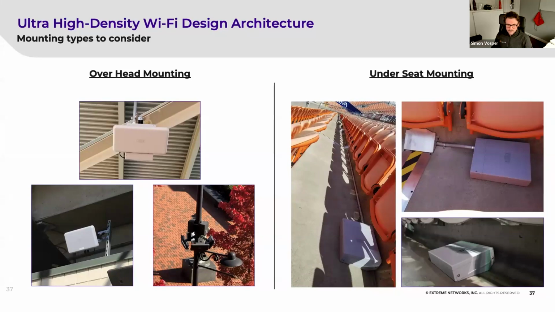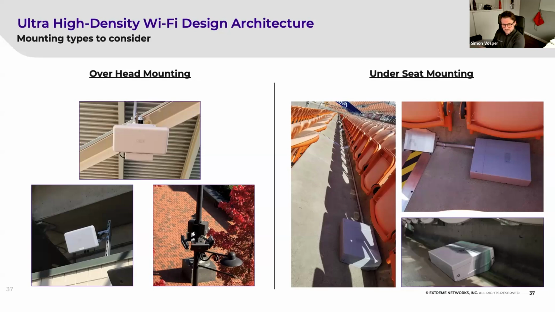So you can see here some shots. Now these are all Extreme APs. We typically have two methods in the stadium for deployment. Now, strictly speaking, there is a third kind of hybrid of the two, but we just wanted to talk to you about the two main types. On the left-hand side, we have overhead mounting, where we're going to shoot the signal down from an overhead position with a direct kind of beam of RF energy.